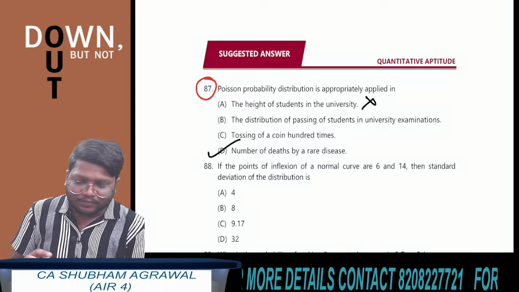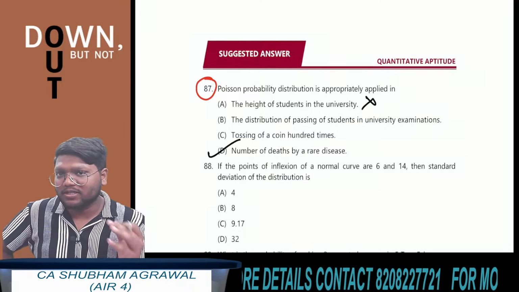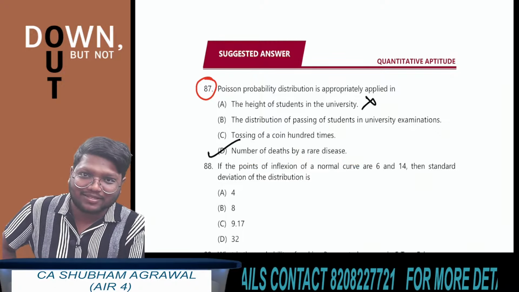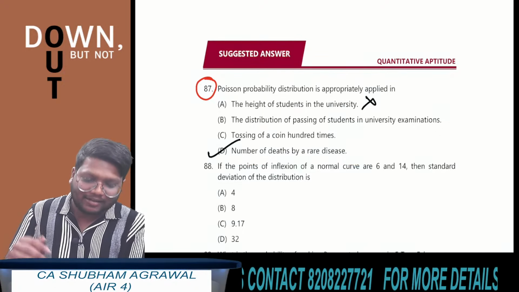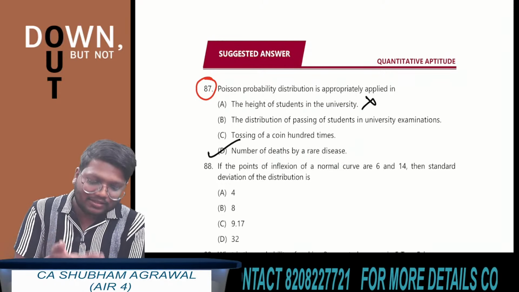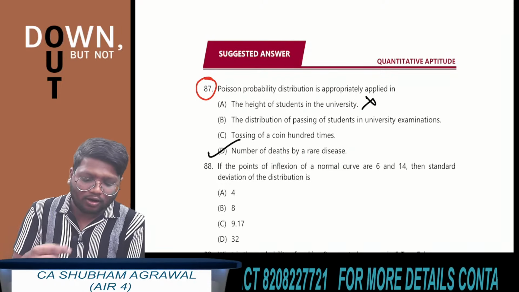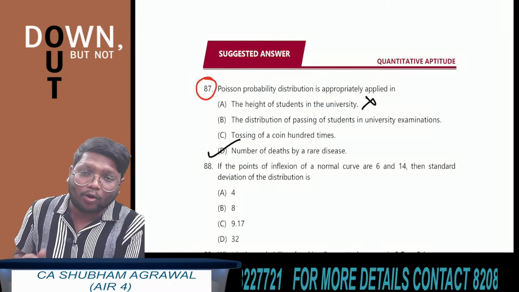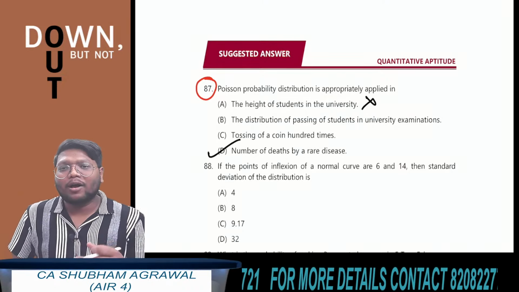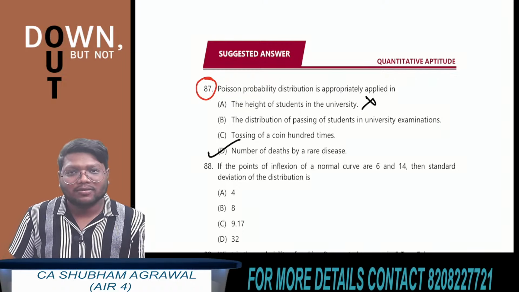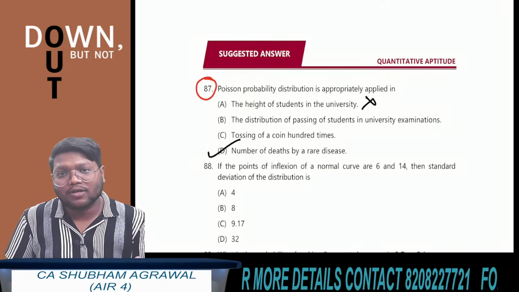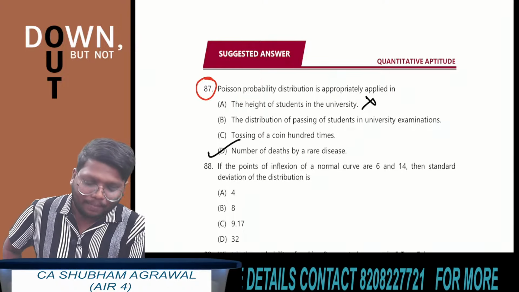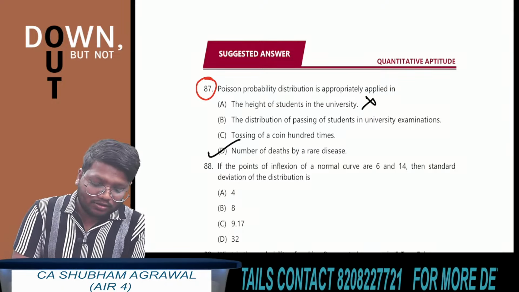Very less. Okay, and the total number of persons in the population is what? Very large. So here you have to choose option D, number of deaths by a rare disease. At the time of studying Poisson distribution, I also gave this type of example, or you can give the example of Poisson distribution as the number of accidents on a busy road per minute. This is also Poisson distribution. Clear? This type of simple question they can also ask in the exam.